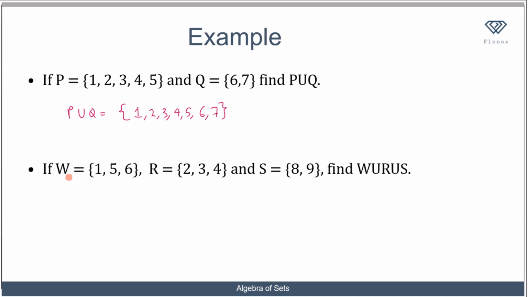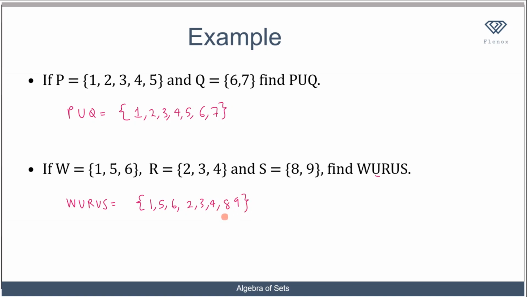Another example: if W is equal to {1, 5, 6}, R is equal to {2, 3, 4}, and S is equal to {8, 9}, then find W ∪ R ∪ S. The same logic applies. So W ∪ R ∪ S will just be the combination of all the elements that are within all those sets. That will just be {1, 5, 6, 2, 3, 4, 8, 9}.